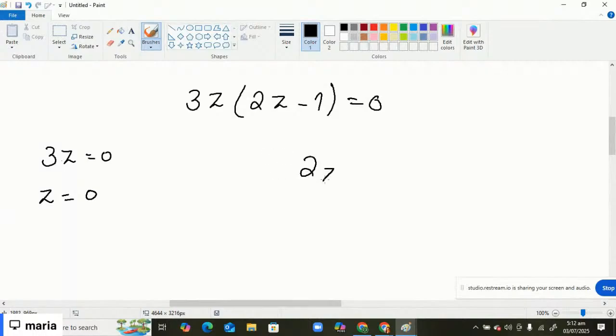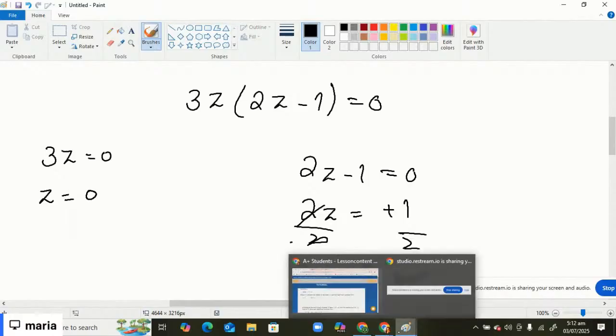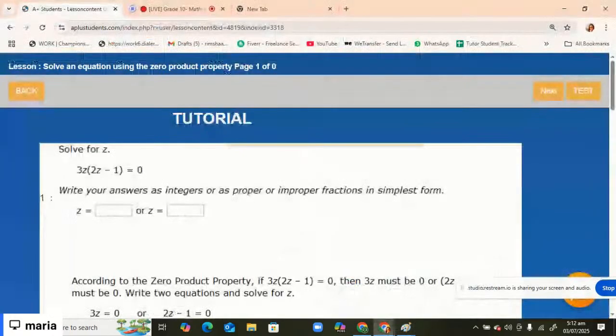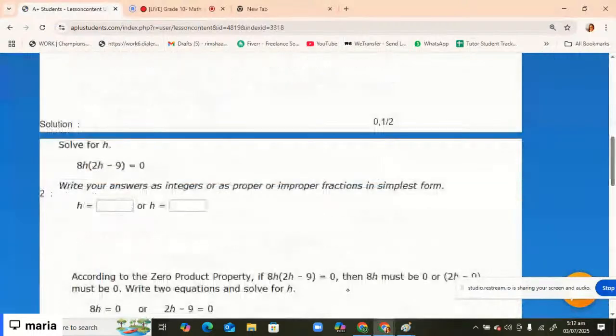Now 2z minus 1 is equals to 0, and finding that value, 2z is equals to plus 1 when you move it, and then dividing both sides by 2, this should be cancelled and z is equals to 1 by 2. There are two values of z here. The first value is 0 and then it's half. Okay.